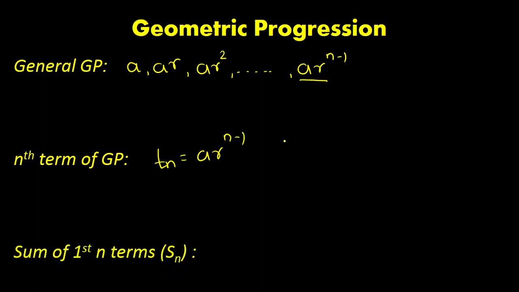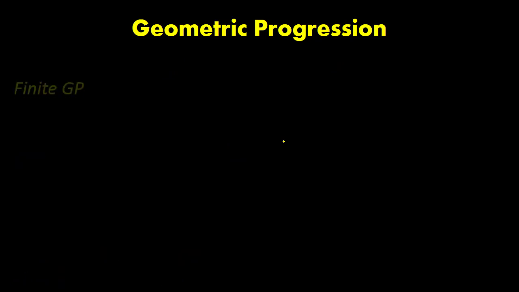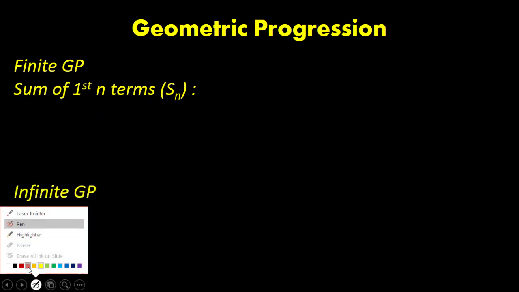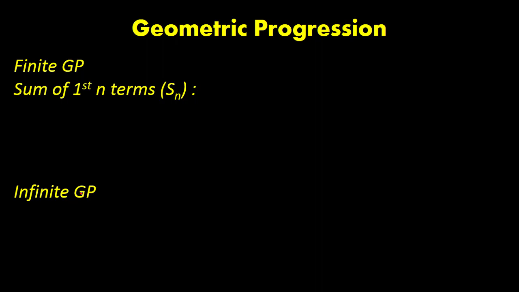Next, sum of the first n terms. Let me take a new slide. Again in a GP we have two types of progressions. One is finite progression and the other is infinite progression. Finite progression means what? Let's take the same example. If the GP is like this, 2, 4, 8, 16 and 32, and the GP has only these 5 terms, then these types of progressions are known as finite progressions.